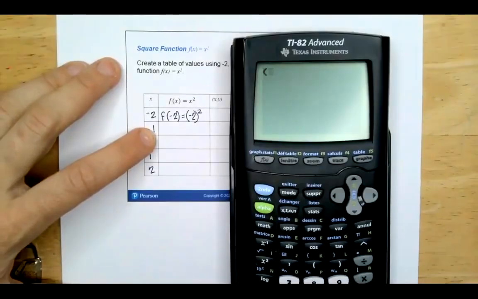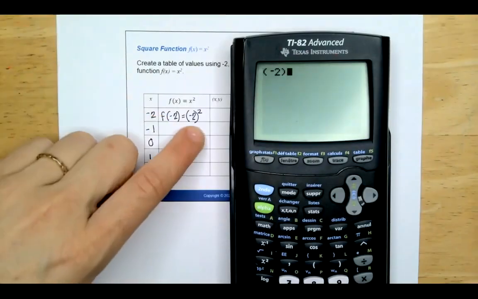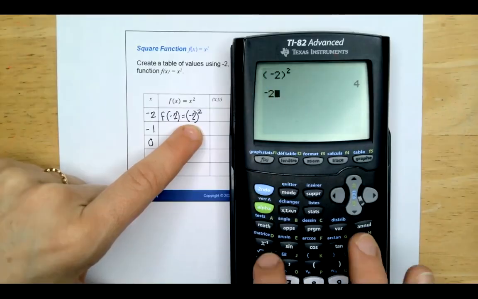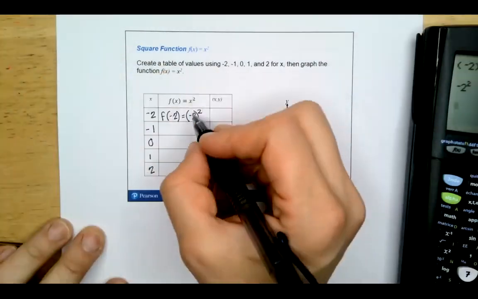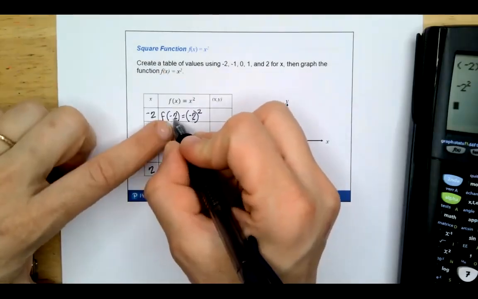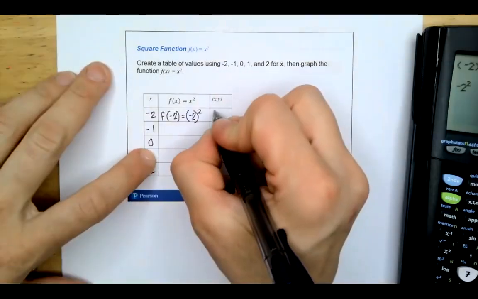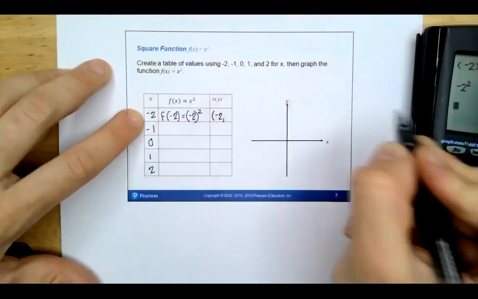All right, I had to pause that recording. Remember to use your parentheses. The square, -2 squared, needs to have parentheses around it. That's going to give you the wrong answer if you don't use parentheses. Okay, always use parentheses. So f of -2, when we're talking about the square function, x is -2, but y is, we saw, 4.